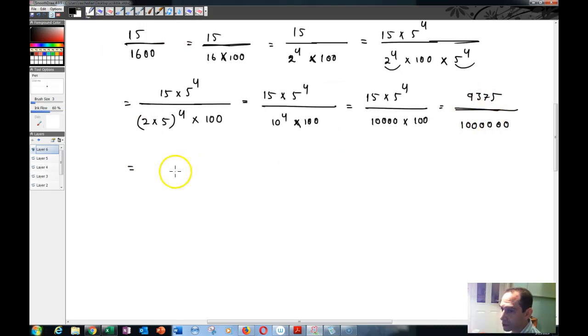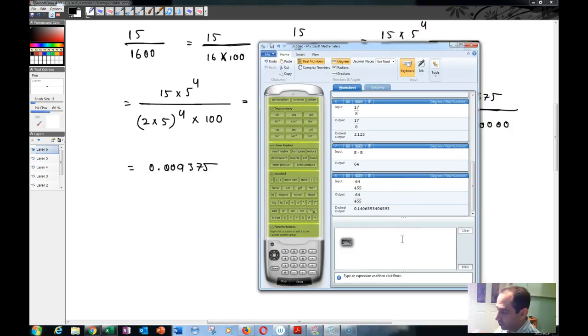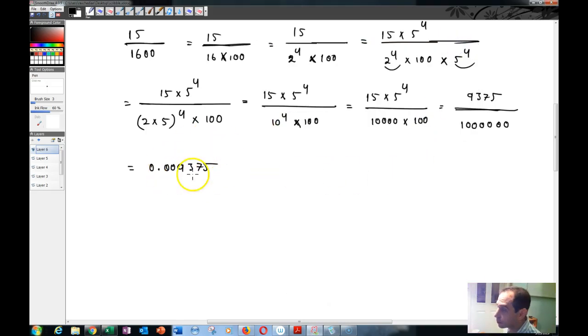Your number is going to be equal to 6 decimal places, so 0.009375. And you can actually test this thing: 15 divided by 1600 is equal to 0.009375. Okay, so that's actually interesting.